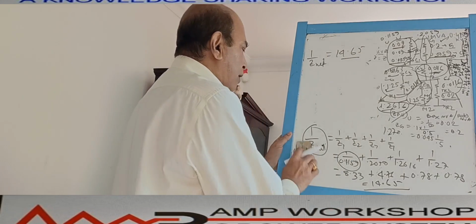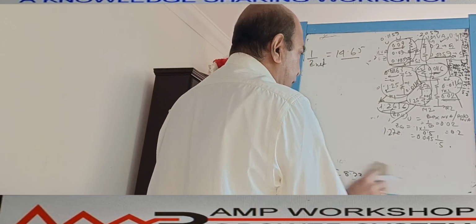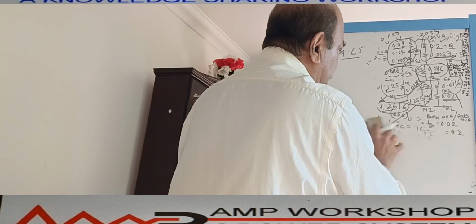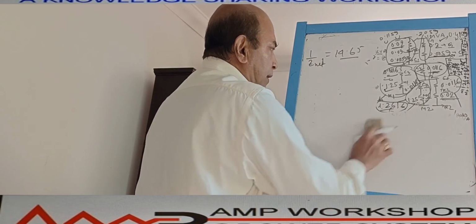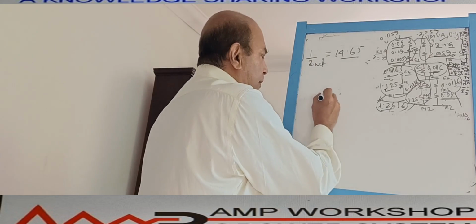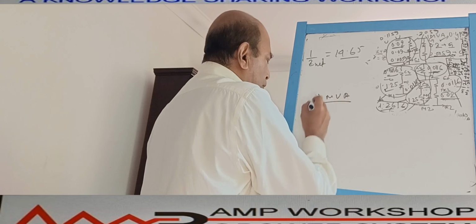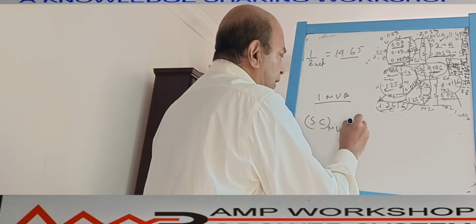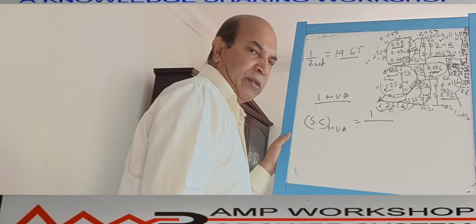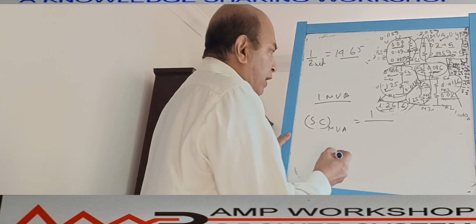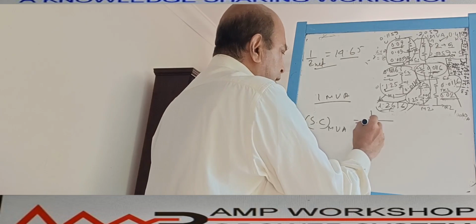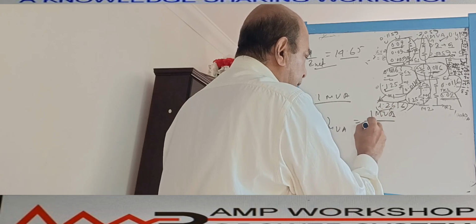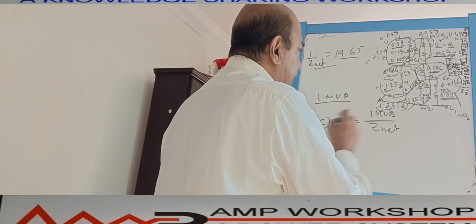Now how do we calculate the short circuit current? Now we can delete this part also. The short circuit current calculation is very simple. We know the base MVA. Base MVA equal to how much? Base MVA we consider 1 MVA, right? So fault MVA or short circuit MVA is equal to base MVA divided by per unit impedance. So short circuit MVA equals 1 MVA divided by per unit impedance Z net, right? That is the Z net.